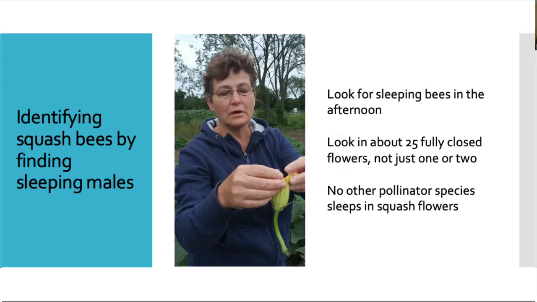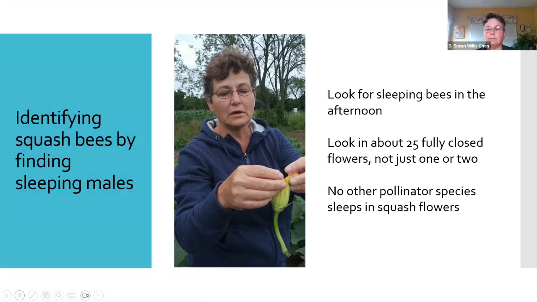Now, it's really important if you're wanting to monitor for squash bees that you know if you've got them or not. So I thought I'd spend a little bit of time showing you 2 ways that you can absolutely identify squash bees on the fly in the crop, and you don't need an expert to do this. So the first one is to look for sleeping bees in the afternoon. So this is when the flowers are wilted, not when they're open. You have to open about 25 fully closed flowers, not just 1 or 2. And if you find bees in those flowers, you can be sure they're squash bees because no other pollinator species sleeps generally in squash flowers.